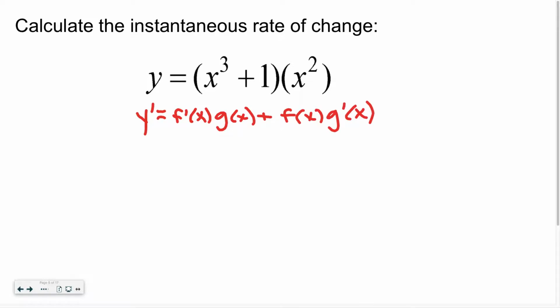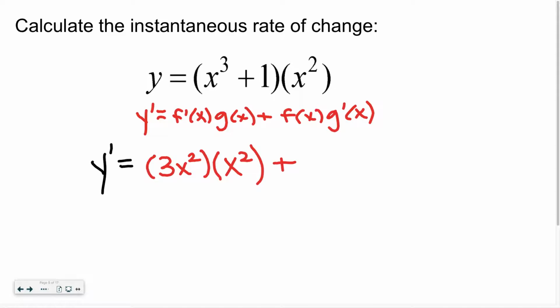Okay? And I don't think you're going to have to write this down every time, but I'm just going to write it down so you can kind of visually see what's going on. All right? Our derivative is going to be the derivative of the first, which is what? 3x squared times our second function, x squared, plus our first function, x cubed plus 1, times the derivative of our second function.